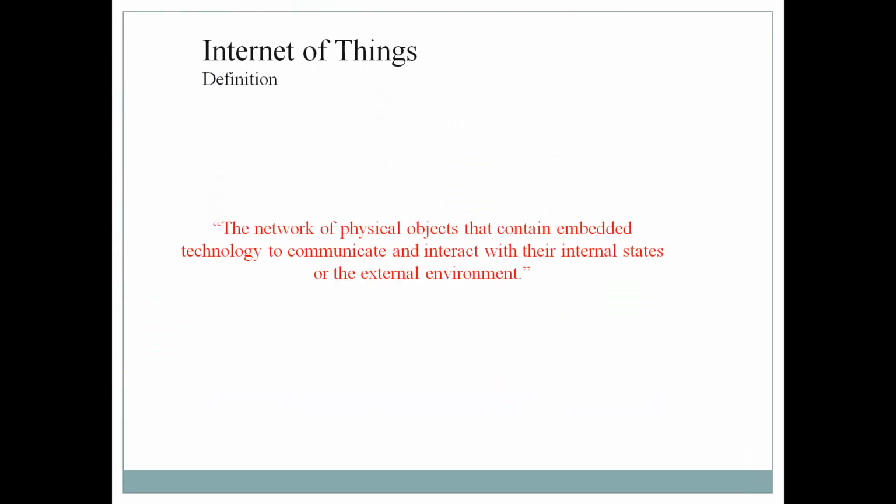So right now I'm moving towards the Internet of Things. The basic definition of Internet of Things is the network of physical objects that contain embedded technology to communicate and interact with their internal states or the external environment. It is also just basic. First of all, we need to establish an embedded system, which is hardware and software.